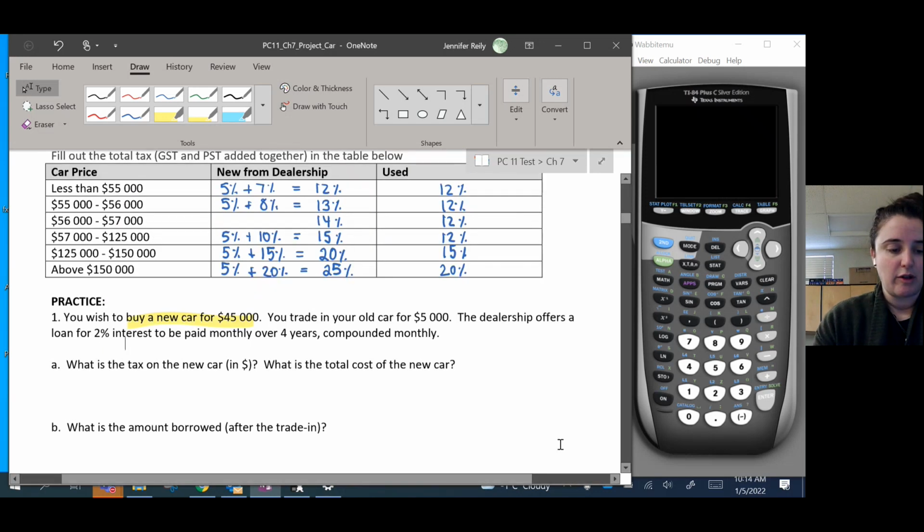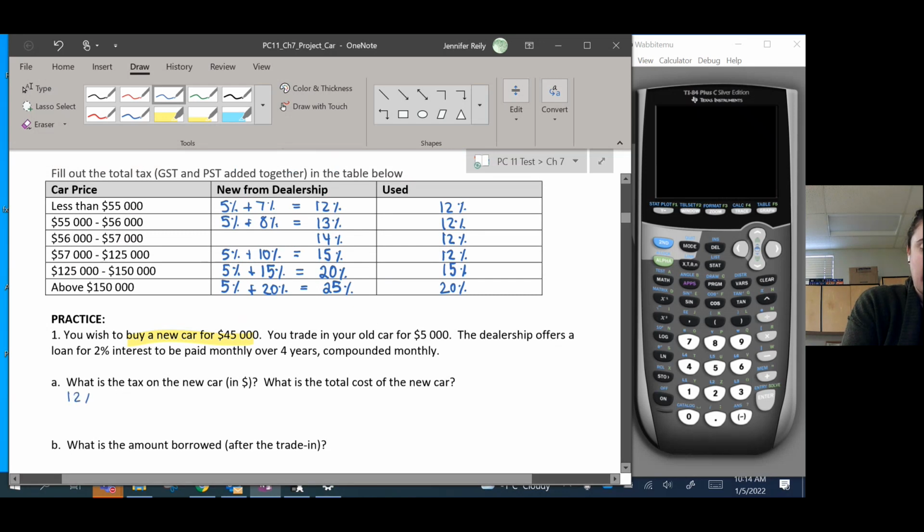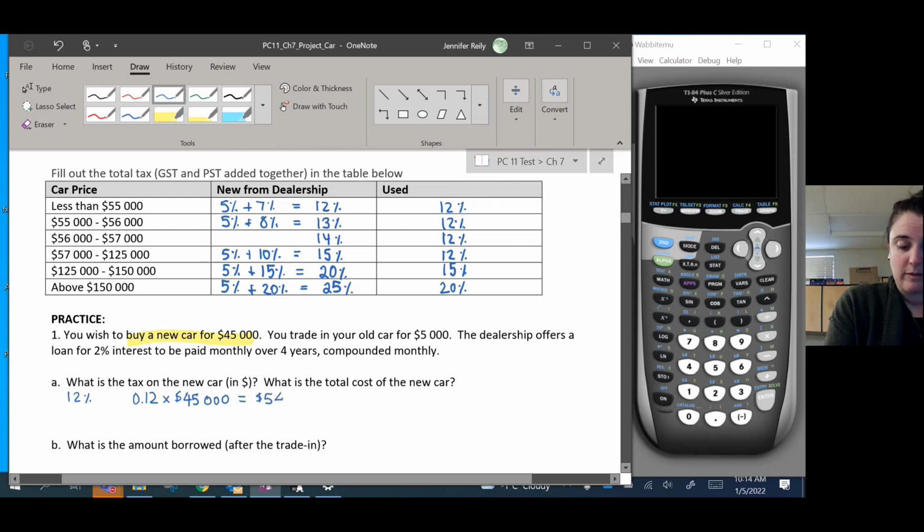So for $45,000, we're going to be in that first category, so it's only going to be 12%. To calculate the actual tax in dollars, you would do 0.12. You need to convert it to a decimal and then multiply it by the cost of the car. Now, it actually doesn't matter about the trade-in yet. We're just looking at the new car. So 45,000 times 0.12 is $5,400, which is a lot of money just for taxes.